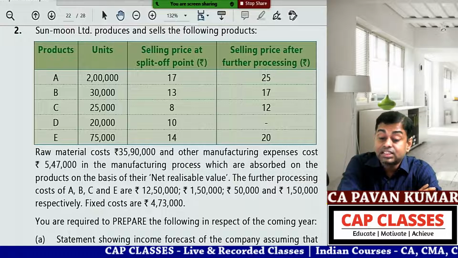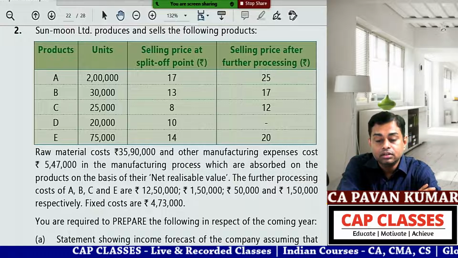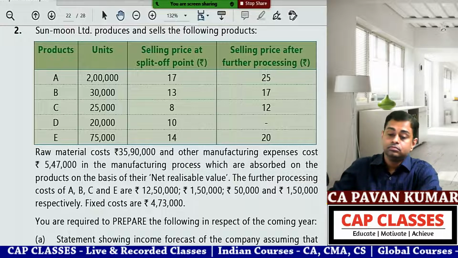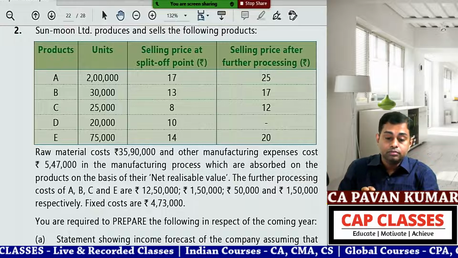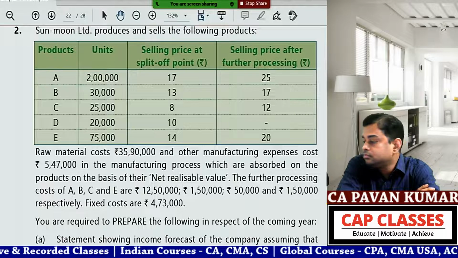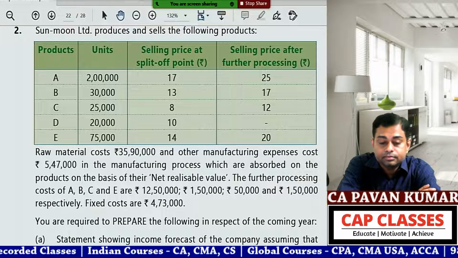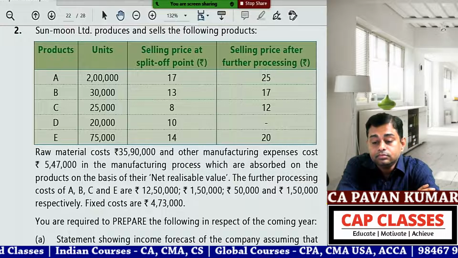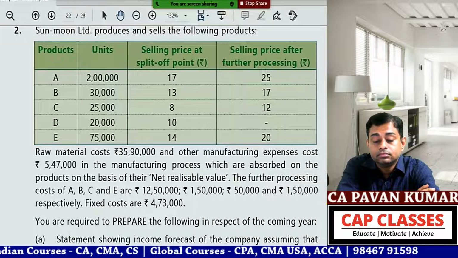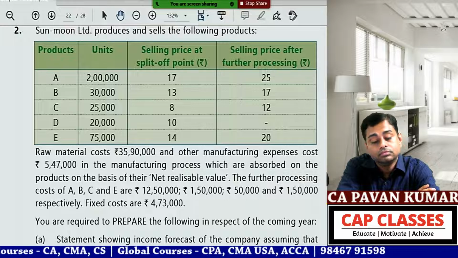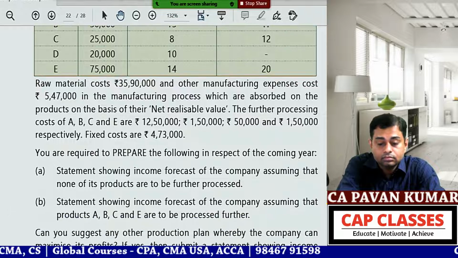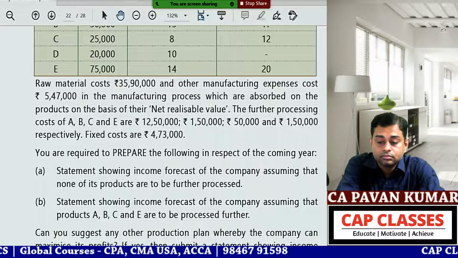So what is the basis for joint cost to be apportioned in this question? Net realizable value. So can you tell me what is the total joint cost? Total joint cost, tell me. ₹41,37,000, sir. Correct. Next. The further processing costs of A, B, C and E are 12,50,000, 1,50,000, 50,000 and 1,50,000 respectively. Fixed costs are 4,73,000. You are required to prepare the following in respect of the coming year.